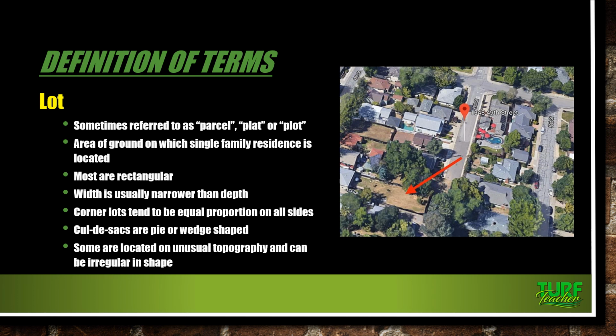And as you see in the picture here, the red arrow is pointing to a vacant lot that could be used for building. And so, if you're in the real estate business, you might want to look for these lots and build rental properties. But what I'm trying to show you is that it is just the piece of land that the house and everything is located on.